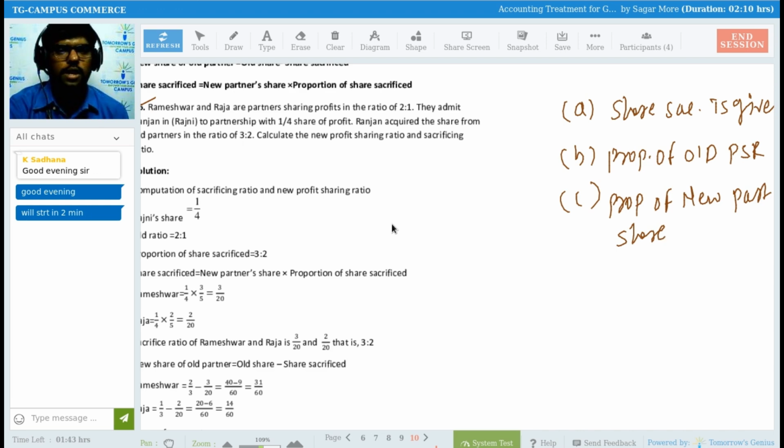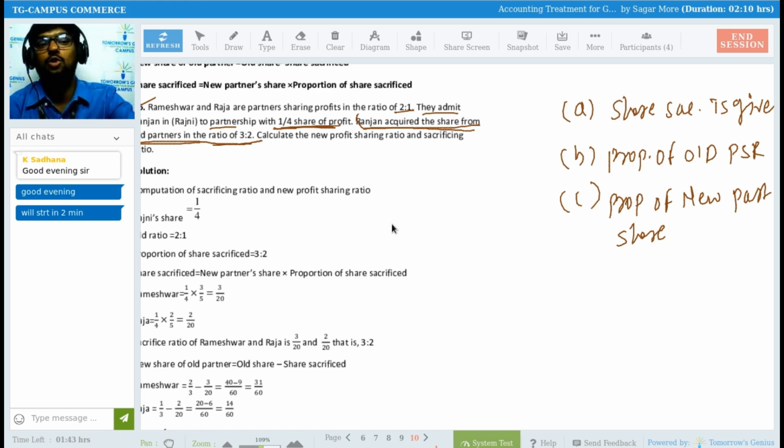Read this. Rameshwar and Raja are partners sharing the profits in the ratio of 2:1. They admit Ranjan to the partnership with 1/4 share of the profit. Ranjan acquired the share from old partners in the ratio of 3:2. This line is important. In the previous question, the new partner's profit sharing ratio was not given, so we applied that proportion to the old partners' share. But here, the new partner's profit sharing ratio is given. So this proportion 3:2 we have to apply on what?